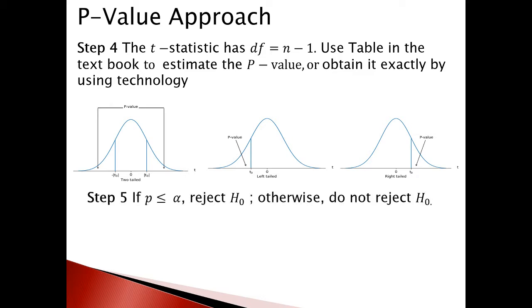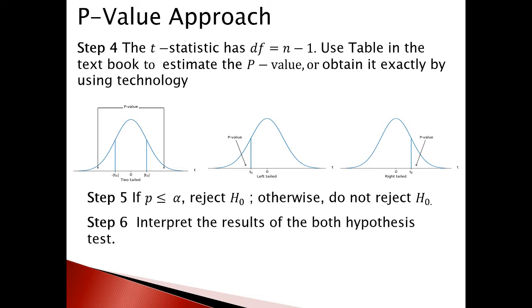Step 5 suggests that if p is less than or equal to alpha, then we can reject H0, otherwise we do not reject H0. Now we can move to step 6. Step 6 tells us to interpret the results of the hypothesis test, for the critical value approach or the p-value approach.